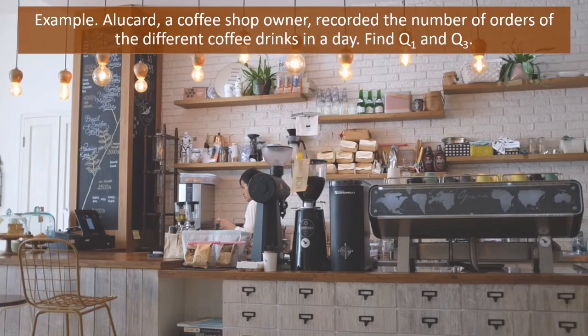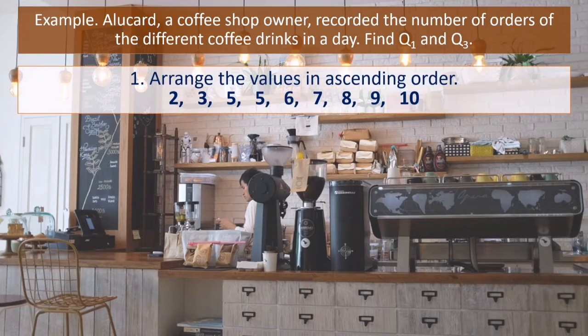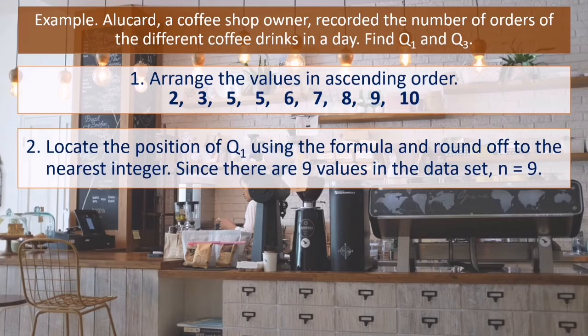First, we will be looking for the value of the first quartile. So what we are going to do is arrange the values in ascending order. So we have 2, 3, 5, 5, 6, 7, 8, 9, and 10. Next, locate the position of the first quartile using the formula and round off to the nearest integer. Since there are 9 values in the dataset, therefore n is equal to 9.